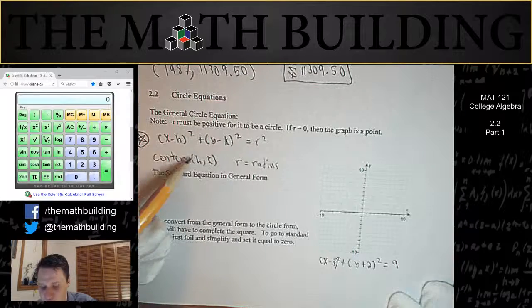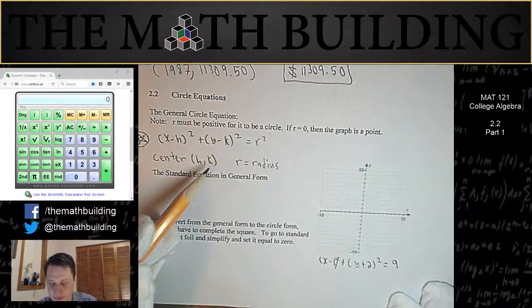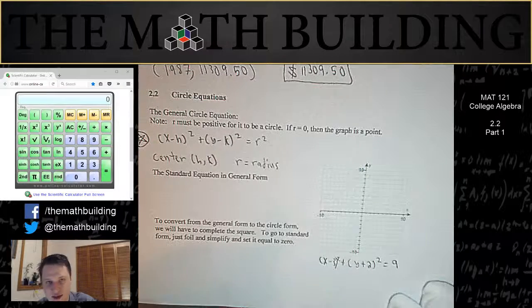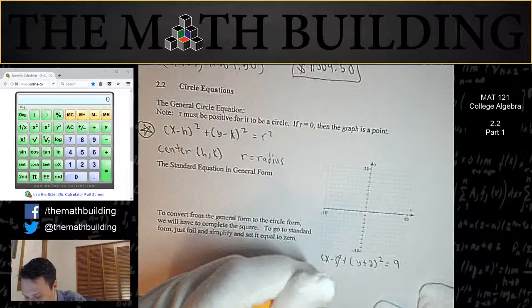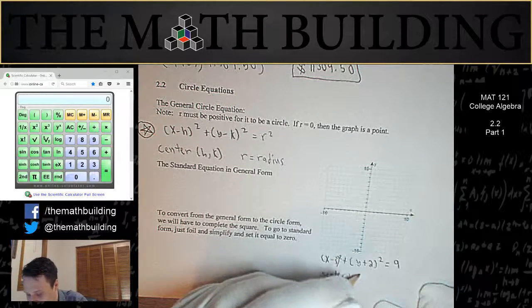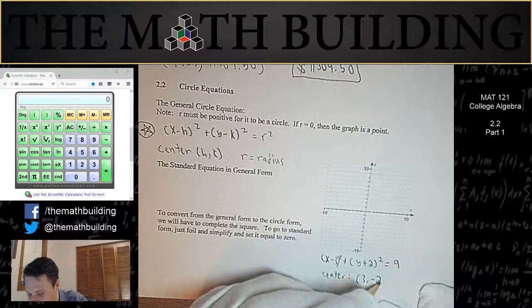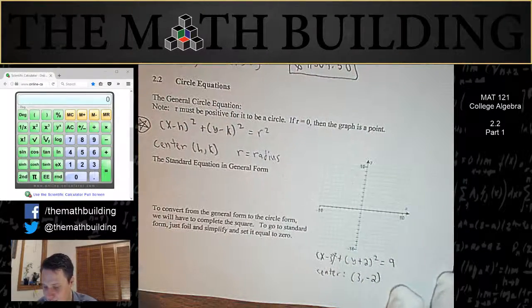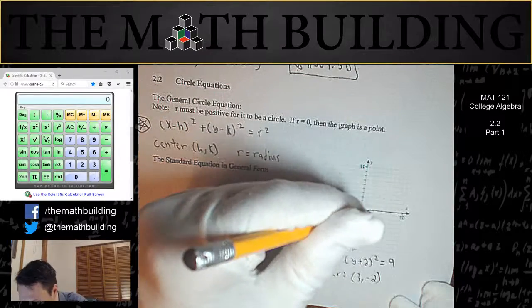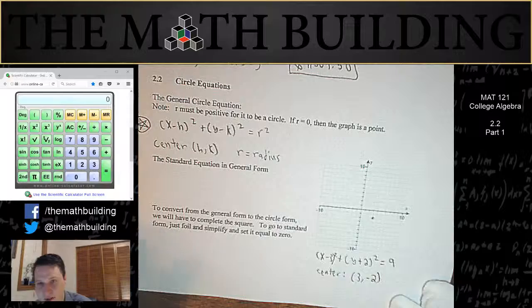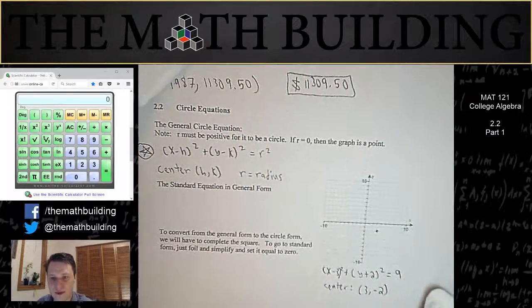So to find the center, we need to find (h, k). Basically all you have to do is flip both of these signs, and that's the center of your circle. So the center of this circle is going to be the point (3, negative 2), which I just found by flipping that sign and flipping that sign. So let's graph that point. (3, negative 2) lives right there. That's the center of the circle.